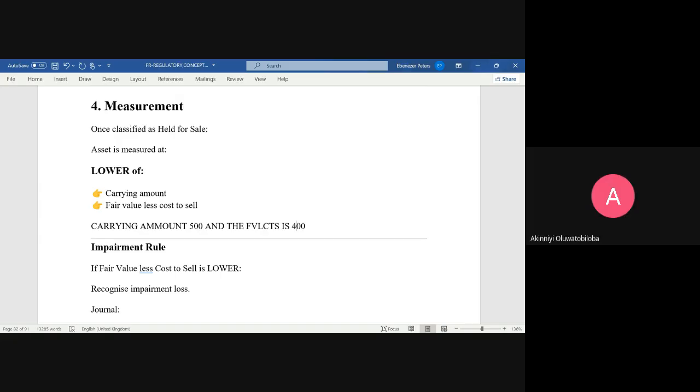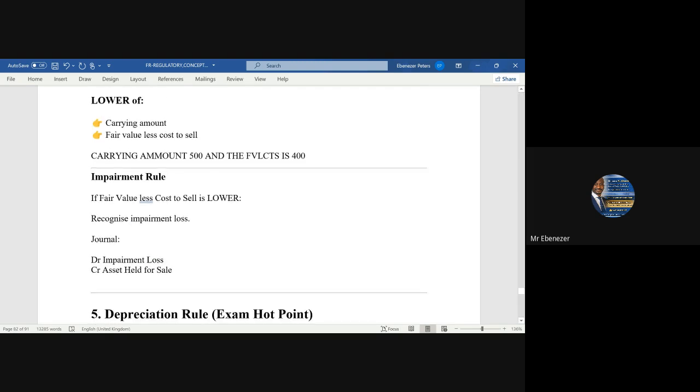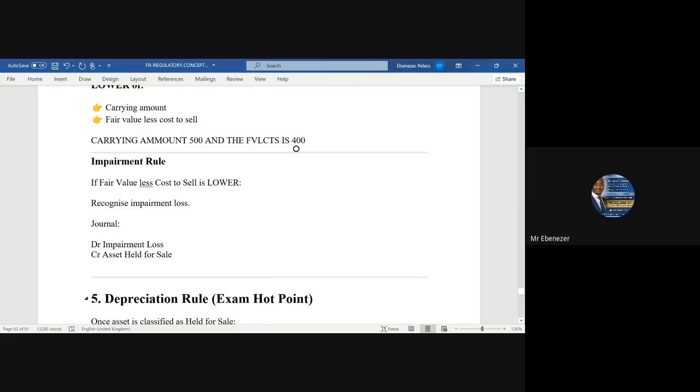Yes, there is. There is an impairment of 100 naira. So whenever the carrying amount is higher than the fair value less cost to sell, there will always be impairment, and you must recognize that impairment. What is the journal entry? Just debit impairment to your P&L, and then you credit the asset held for sale.